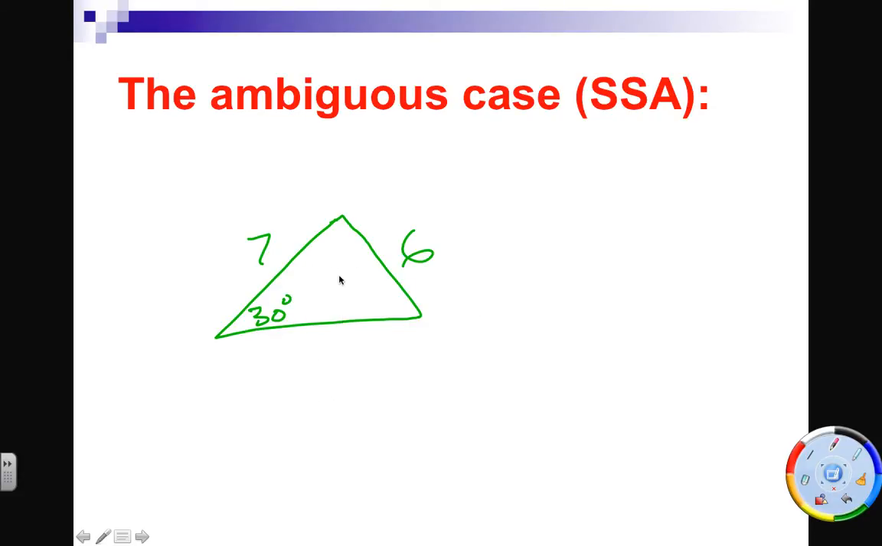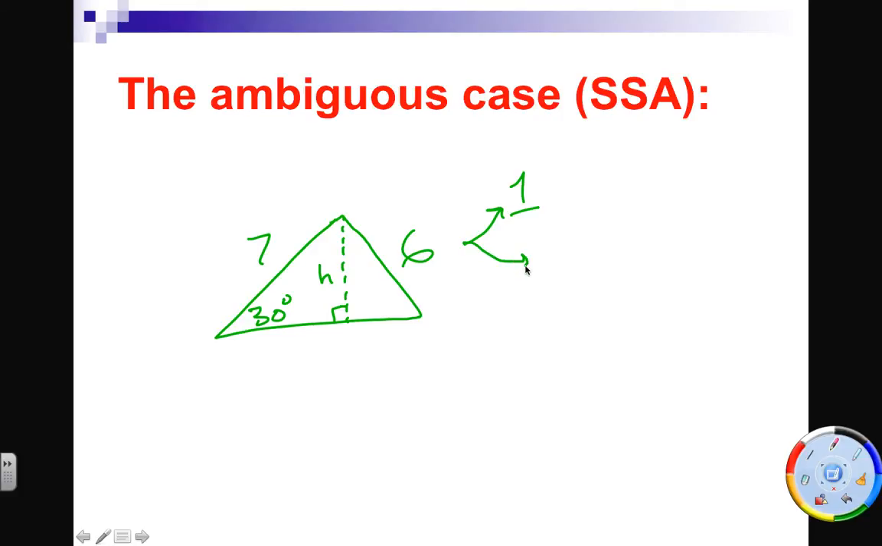Now, it looks like this is the only triangle that's possible. But the problem is it's not necessarily the case. And it all deals with the height and the comparison between these two sides, or the comparison of the height and these two sides. What you're going to end up getting is maybe this is the only triangle that exists with 7, 6, and 30 in this order.